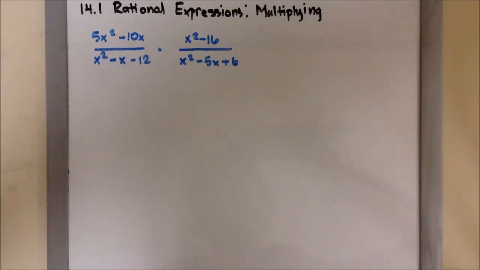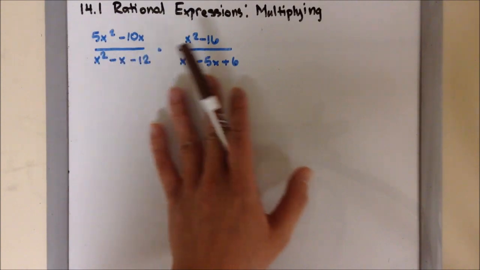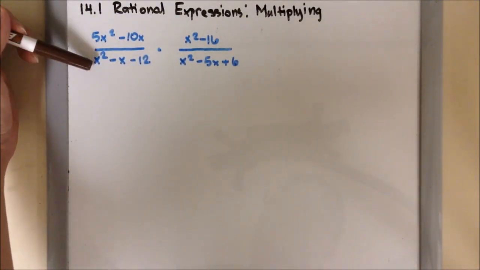Welcome to section 14.1, Rational Expressions. Today we're going to cover multiplying, and the next part of the same section is going to be dividing. But right now we're going to cover mainly multiplying. What we mean by a rational expression: a rational is a fraction, an integer over another integer. So this is what a rational expression is going to look like, basically an expression over another expression.